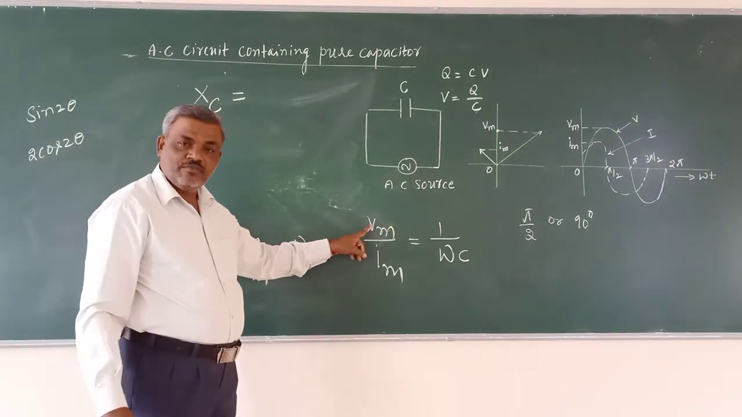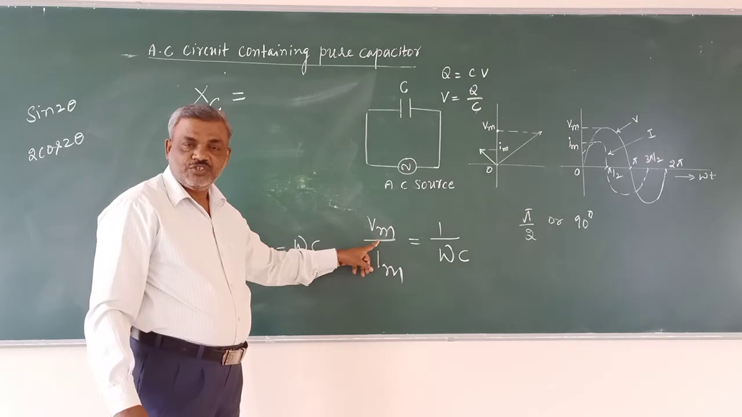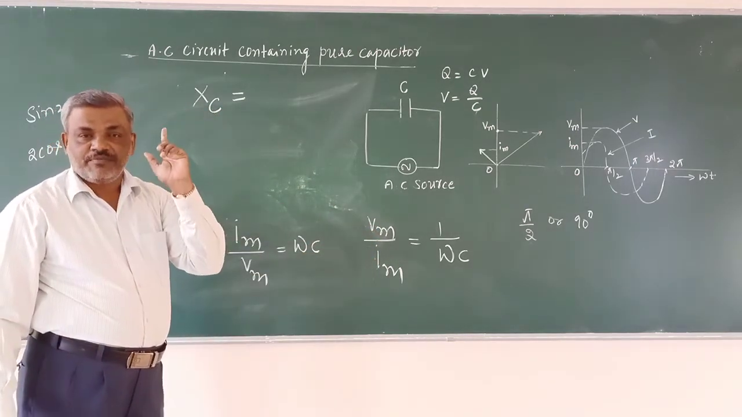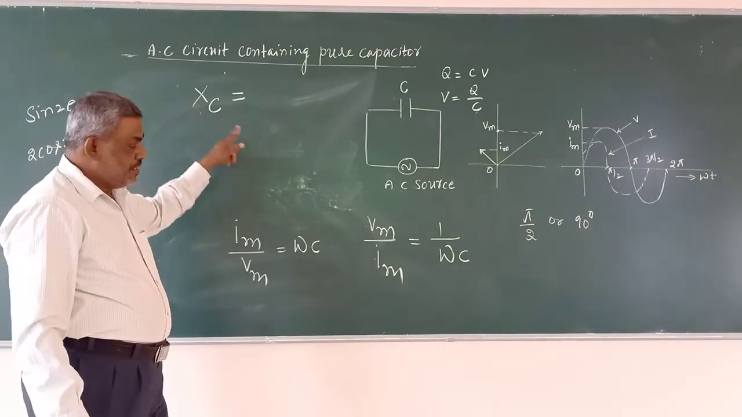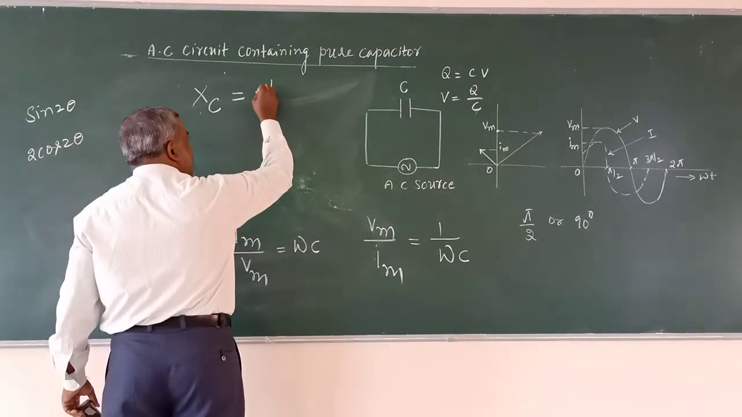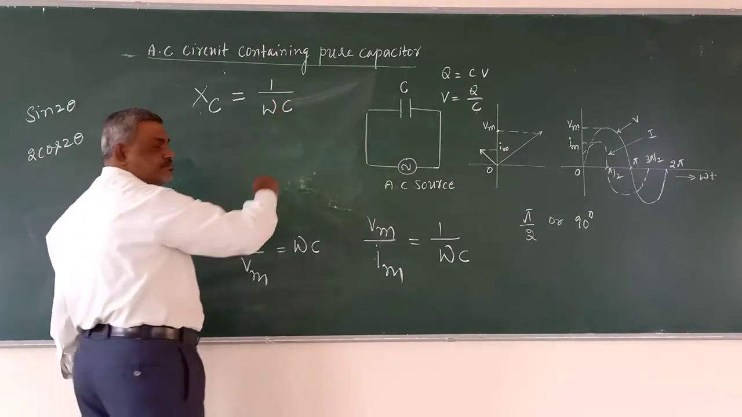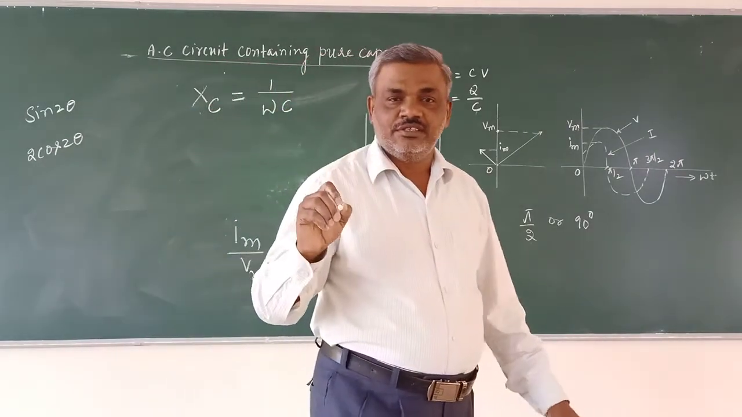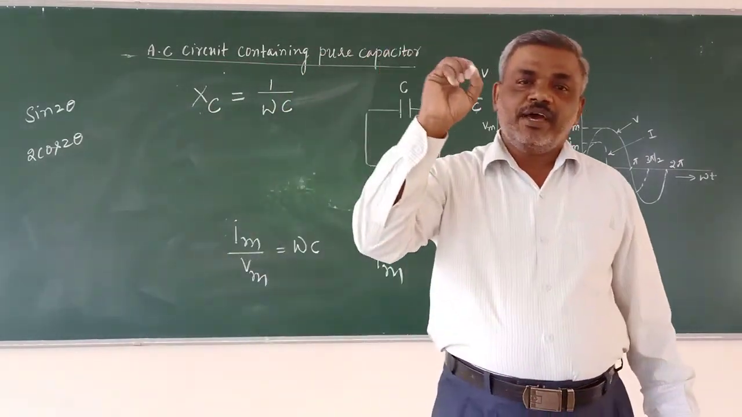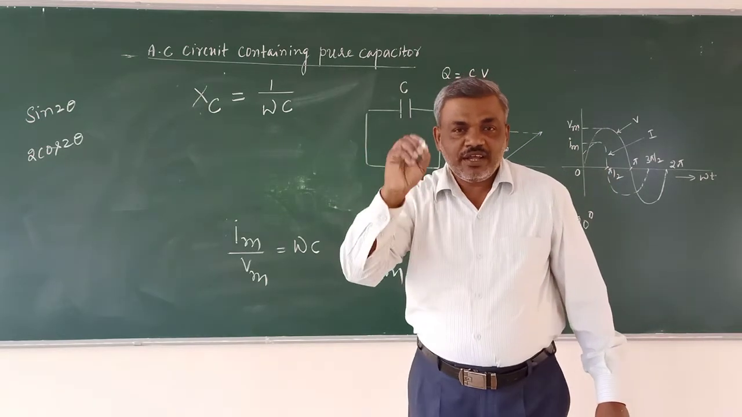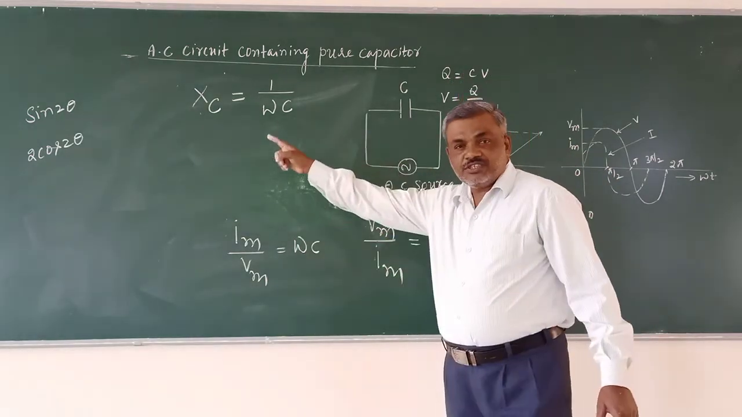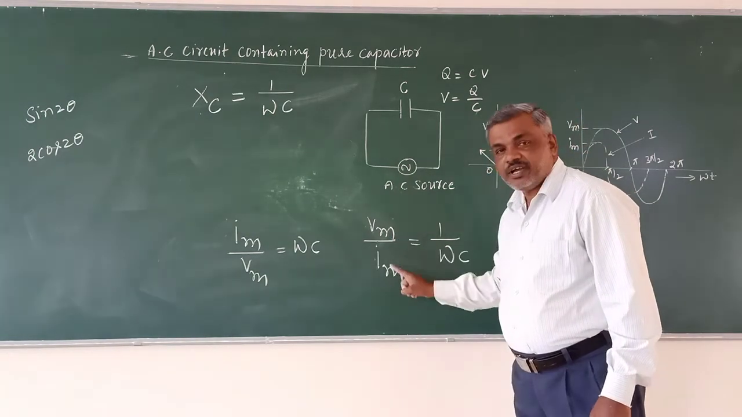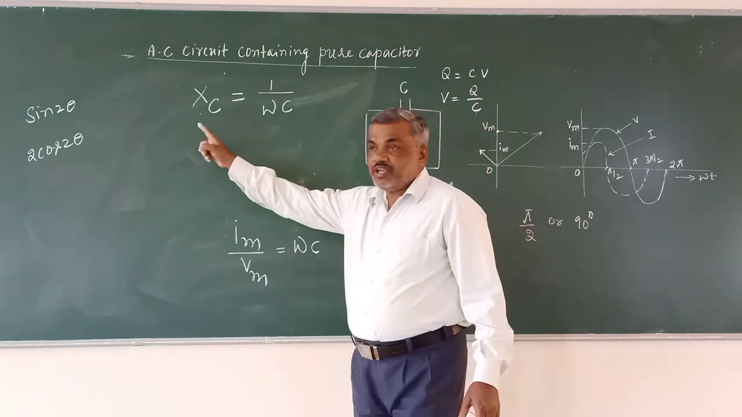Vm by Im, the ratio of voltage by current, gives capacitive reactance, symbol Xc. Xc equal to 1 by omega C. So Xc is known as capacitive reactance. When alternating voltage is applied to a pure capacitor, what kind of reactance takes place? Capacitive reactance.